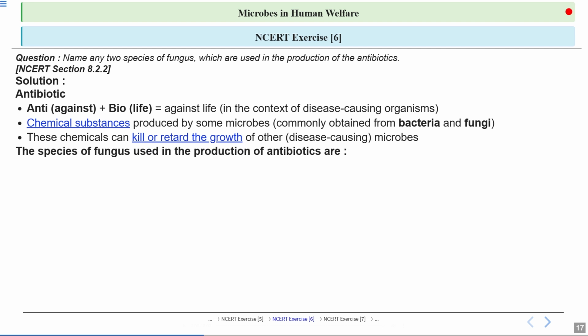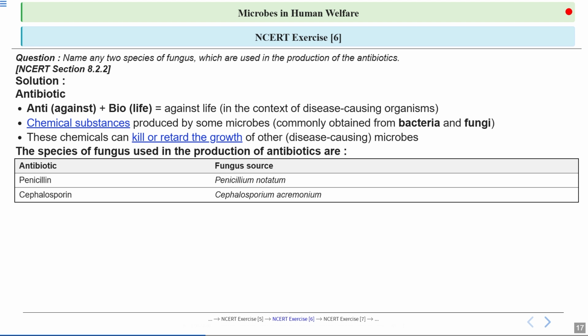Now the species of fungus used in production of antibiotics are, okay, so antibiotics are penicillin and cephalosporin. Source of penicillin is Penicillium notatum, and source of cephalosporin is Cephalosporium acremonium.